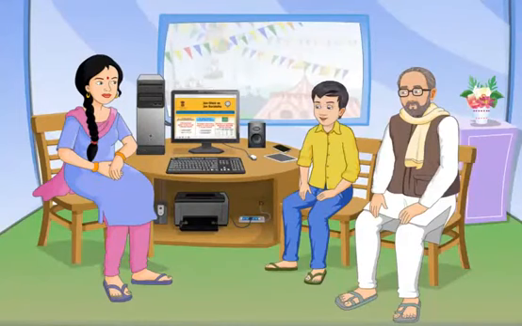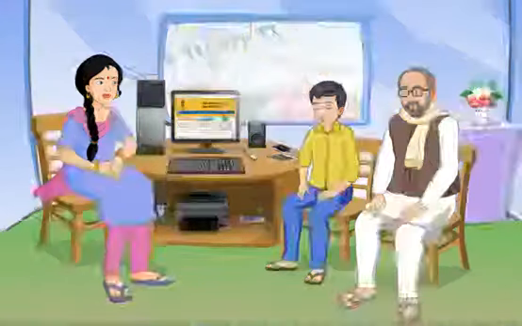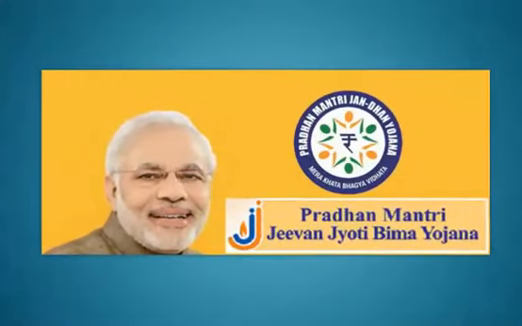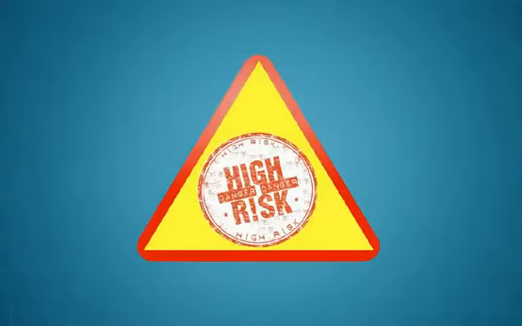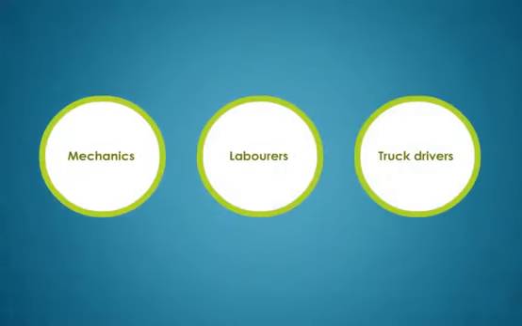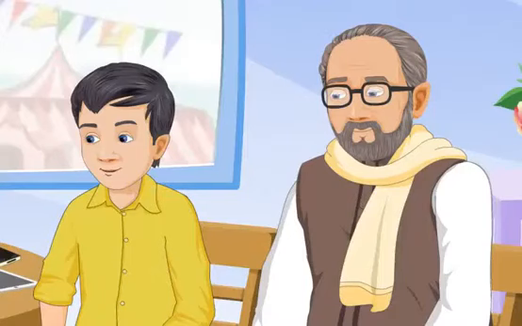What is the age limit of a person who can apply for this scheme? It's 18 to 60 years. Government also provides Pradhan Mantri Jeevan Jyoti Bima Yojana, that is PMJJY, to provide personal accident insurance to the high-risk category such as mechanics, labourers, truck drivers, which involves a lot of travelling. How can I get enrolled in this scheme?